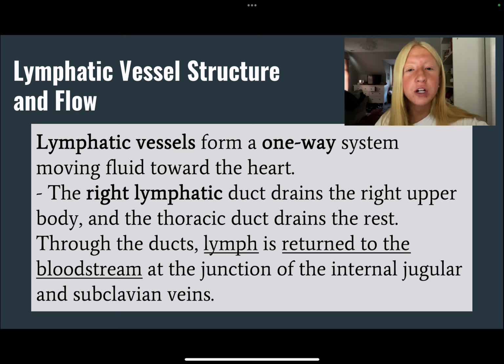Lymphatic vessel structure and flow. Lymphatic vessels form a one-way system moving fluid toward the heart. The right lymphatic duct drains the right upper body, and the thoracic duct drains the rest. Through the ducts, lymph is returned to the bloodstream at the junction of the internal jugular and the subclavian veins.